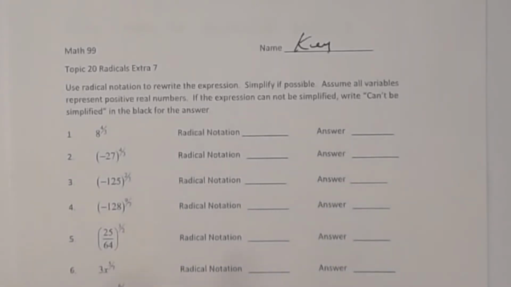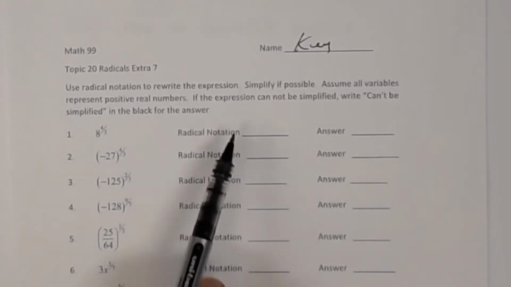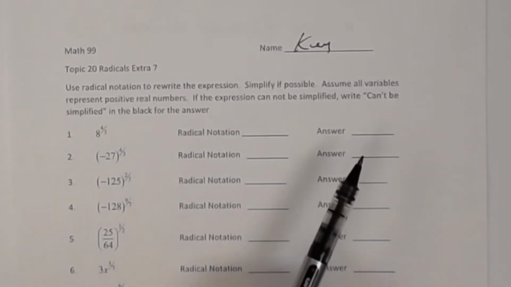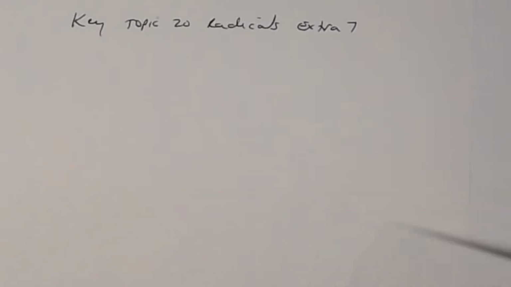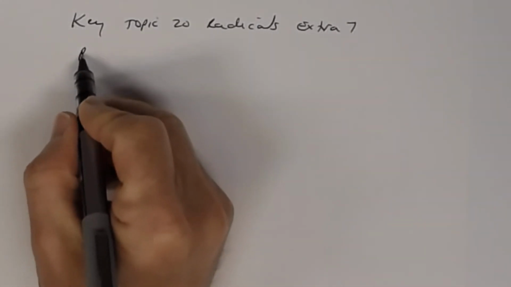Okay? All right, so the first thing you do is rewrite each one of these in radical notation, and then you're going to simplify. Whatever you have here, you're going to simplify. Now before we go on, let's remind ourselves about this property.